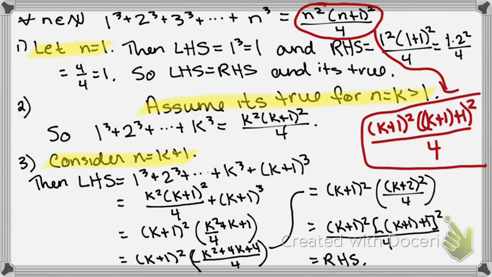So, we made the left-hand side look like the right-hand side as long as the 1 through k part was true. So that's why we assume it's true for k. Prove that as long as k is true, k plus 1 is true. Okay, well, we know that's true then. We know it's true for 1, so that means if it's true for 1, it's true for 2. True for 2, true for 3. So see, this now gets us every single natural number.